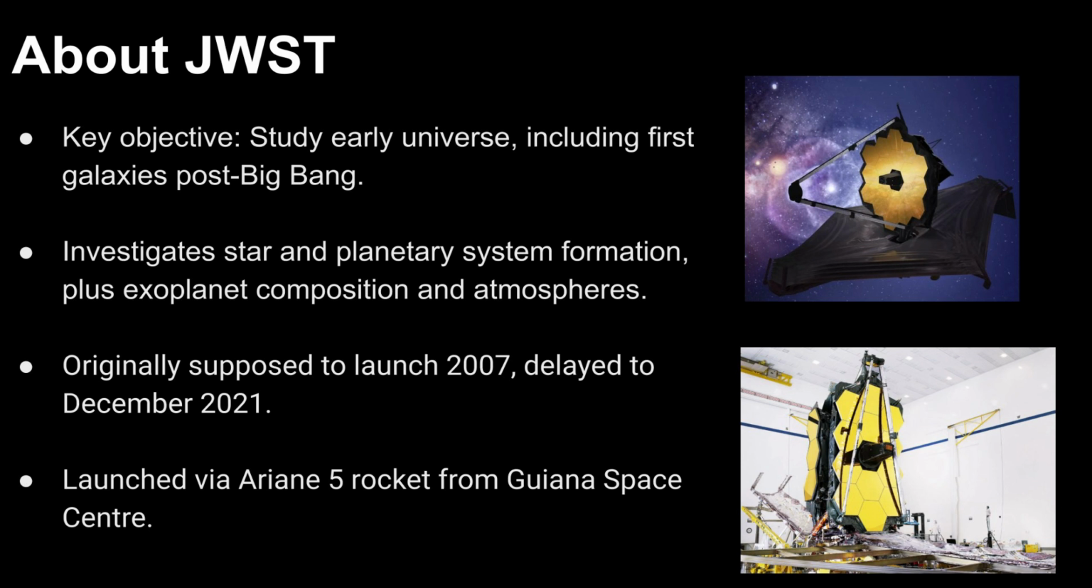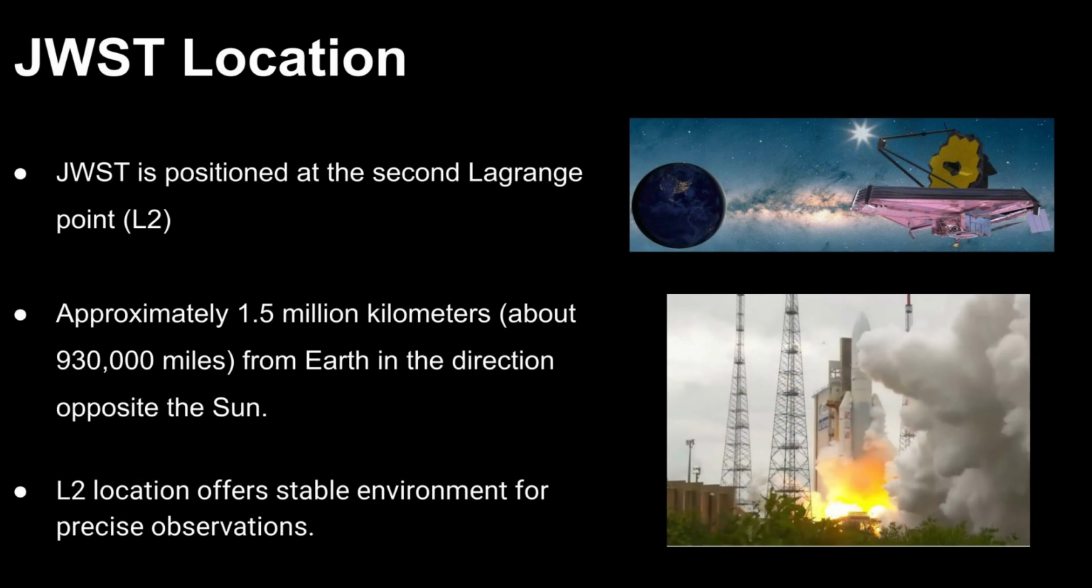Originally, the telescope was supposed to launch in 2007, but due to unforeseen circumstances, it was pushed back and launched on December 25, 2021. The telescope was launched on an Ariane 5 rocket from Europe's spaceport in French Guiana on the north coast of South America. The picture you see on your right is an actual photo of the James Webb Telescope when it was under construction. Moving on, I will be talking about the James Webb Telescope location.